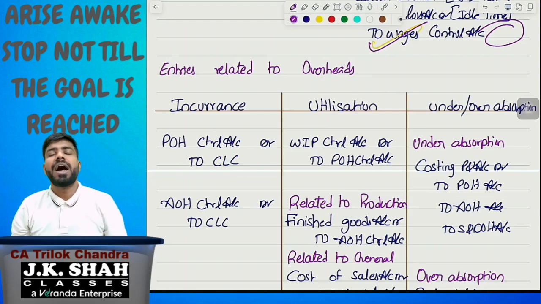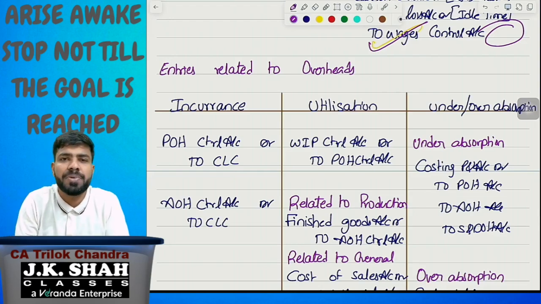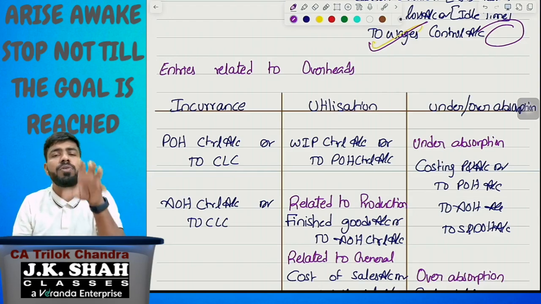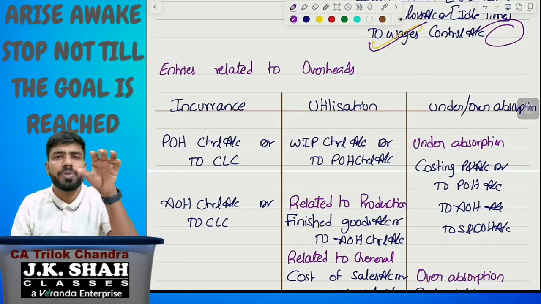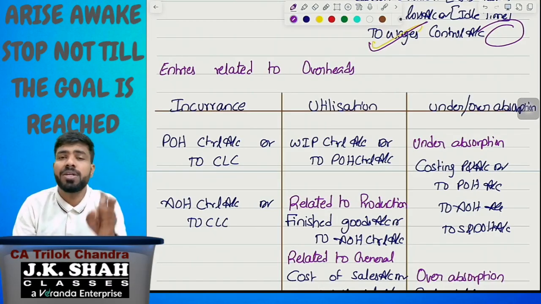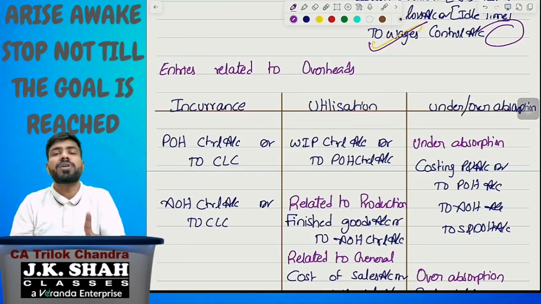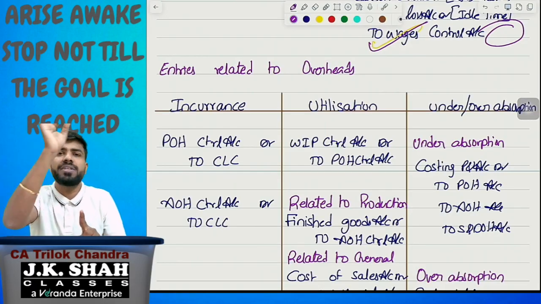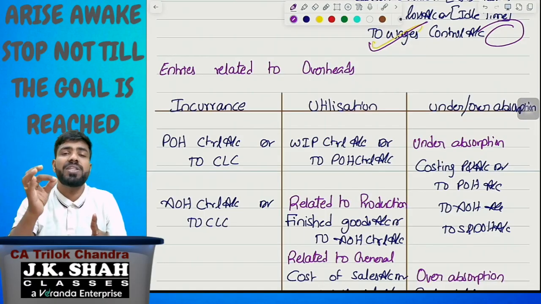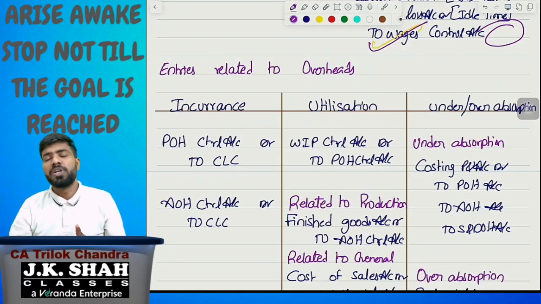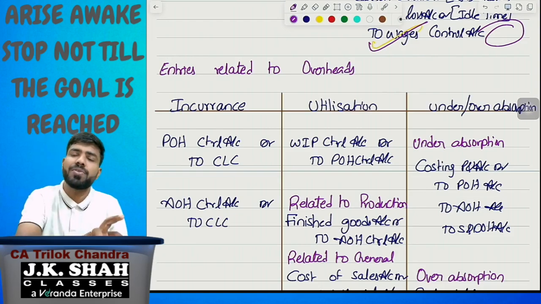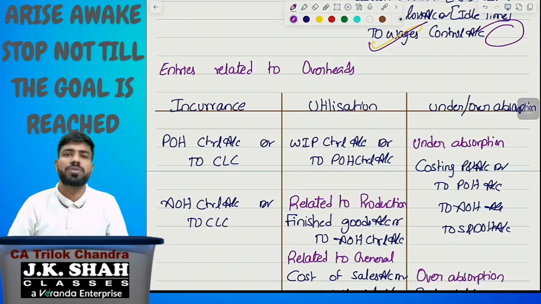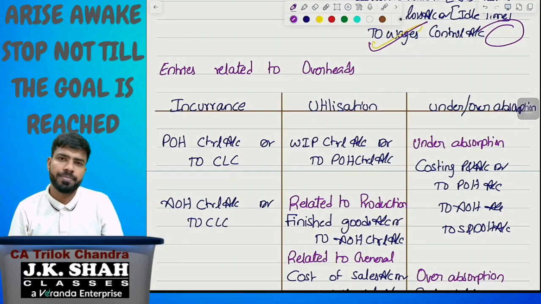Clear. Next, second, administration overhead. What is the incurrence entry for administration overhead? Administration overhead control account debit to CLC account. When it comes to administration overhead, 2 types are possible: administration overhead related to production, and administration overhead related to general. Related to production, look at the cost sheet again. Administration overhead related to production is considered for the valuation of the finished goods. So administration overhead related to production should be transferred to finished goods. Finished goods account debit to administration overhead.